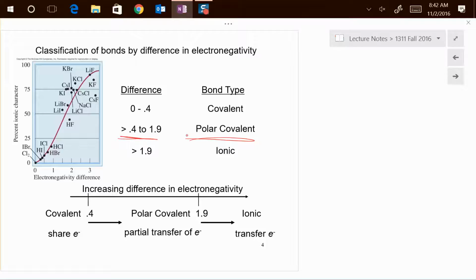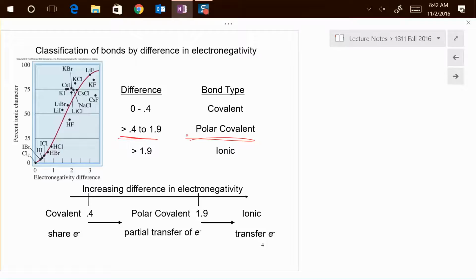But when you pass that 1.9 point, if you get an electronegativity difference greater than 1.9, you will then become ionic, because that electronegativity difference will cause one of those elements to lose the electrons and the other one to gain them. Okay? So that's how we look at this.